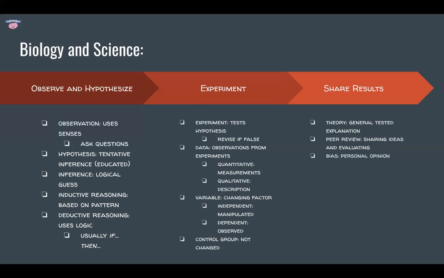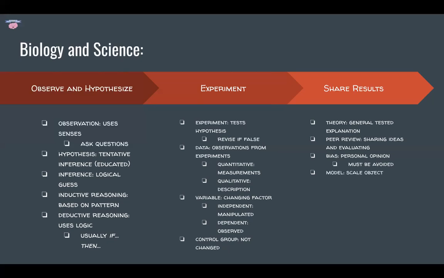Then we have bias. It's personal opinion. So if I know scientist A and I peer review his report, if he's my friend, I'm obviously going to say that it is good. If he's my enemy, then I'm obviously going to say that it's bad. And this must be avoided. It's important to avoid bias because it gets in the way of actual science.